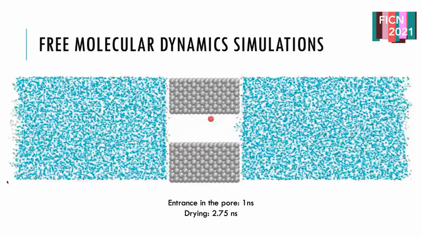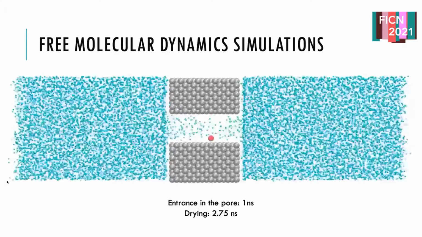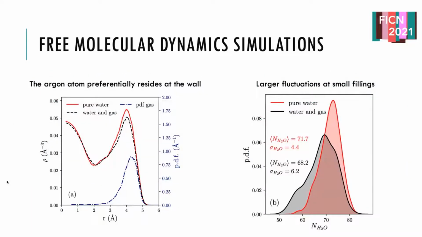We also characterized a bit the situation while the pore is filled with both water and the argon atom. So here, for example, we are plotting with the blue curve the probability distribution function of the argon as a function of the radius of the nanopore. I remind you that the wall is located at 7 angstrom, so we could see that the argon atom preferentially resides at the wall. On the other hand, we could also quantify the fluctuation of the number of water molecules which are contained in the pore.